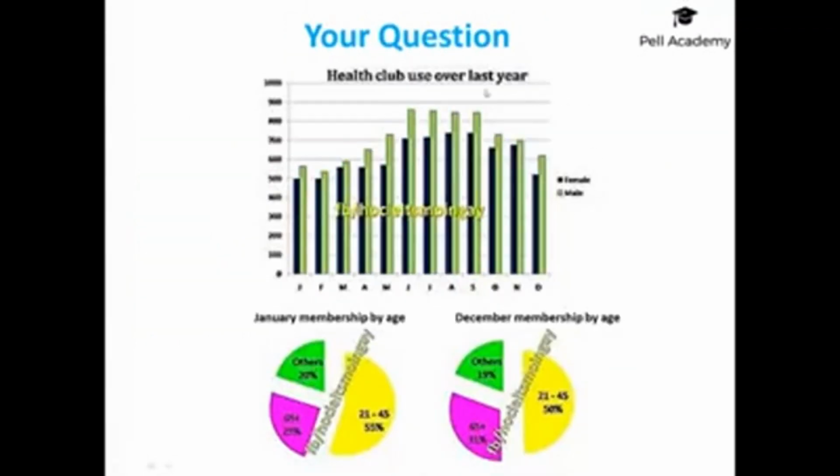So this is your question. Now this isn't a real IELTS question, but it's perfect for today's situation in that we have one chart where we can use rate and one chart where we cannot use rate. So what I want you to do today is just write a short paragraph describing what happened in the bar chart, and a second paragraph describing what happened in the pie charts down here.